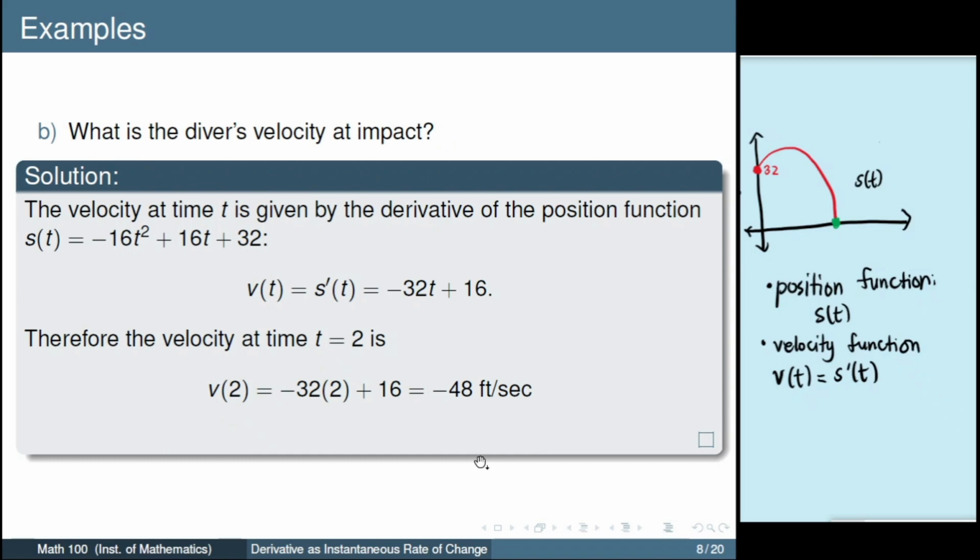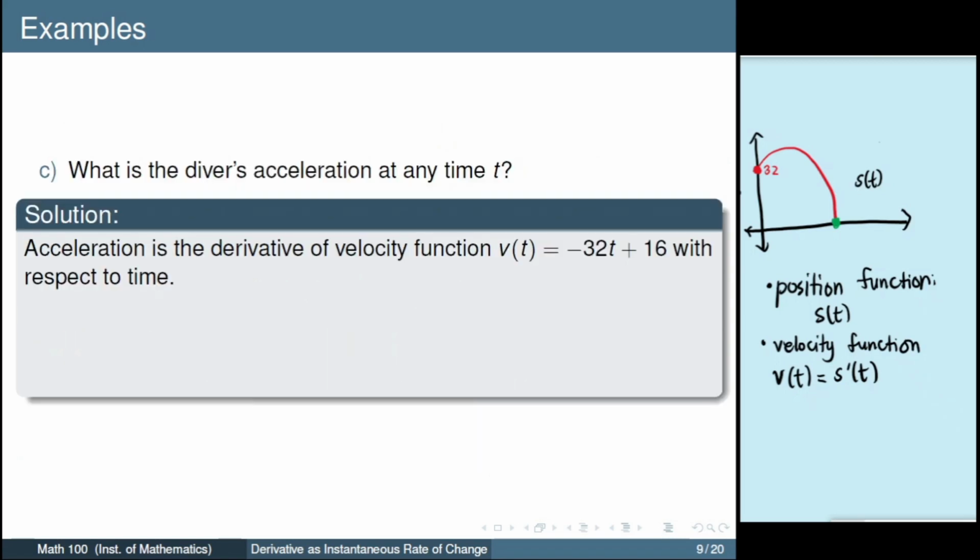Now for letter C, we are asked to find the diver's acceleration at any time t. Now the acceleration here would be the rate of change of the velocity. Hence, to get the acceleration, you just differentiate the velocity function. So that's our third function. So you have the acceleration function.